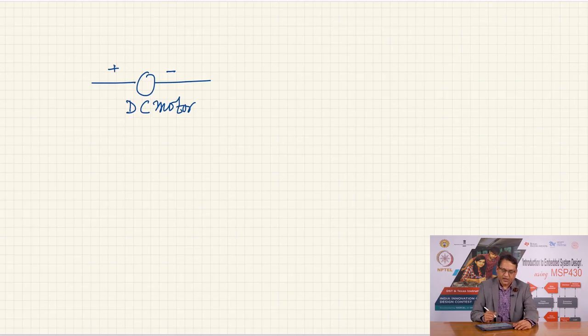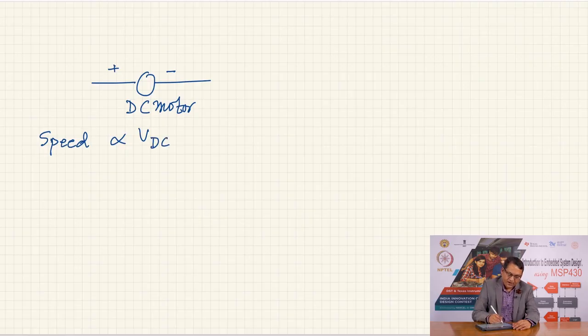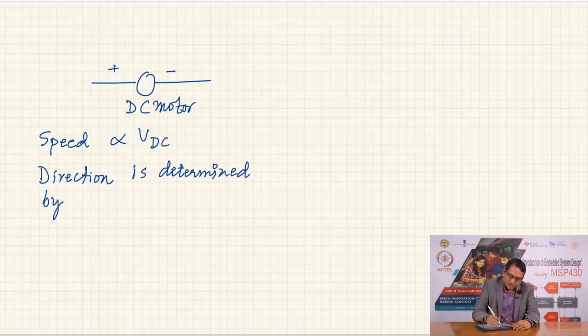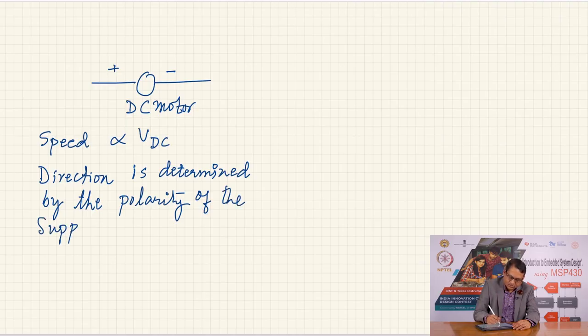So, the DC motor has two parameters. One, speed of the DC motor is proportional to the supply voltage across the DC motor, and the direction of the DC motor is determined by the polarity of the supply voltage. Which means, if by applying plus here and minus here it is going to rotate in this direction, then to reverse the direction I must apply plus here and minus here, and then it will rotate in this direction.